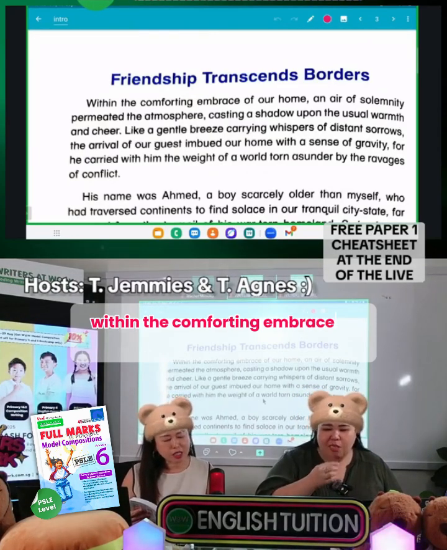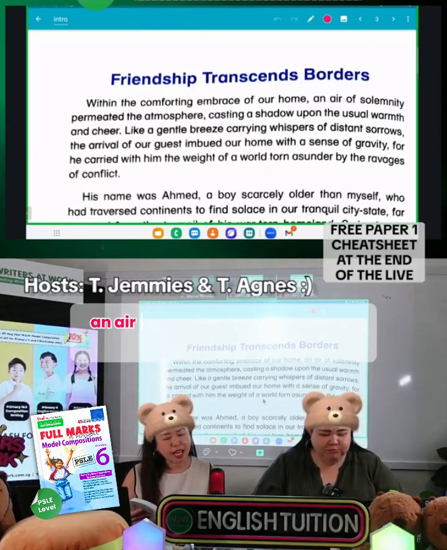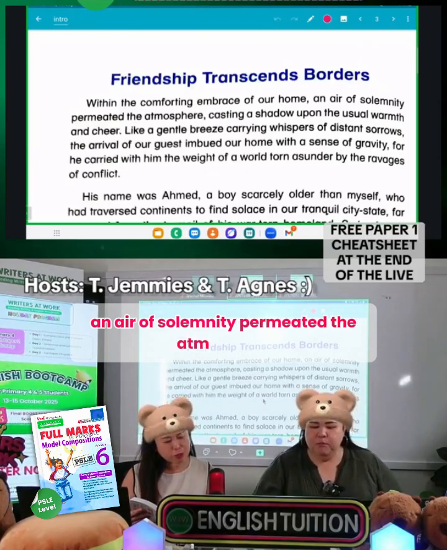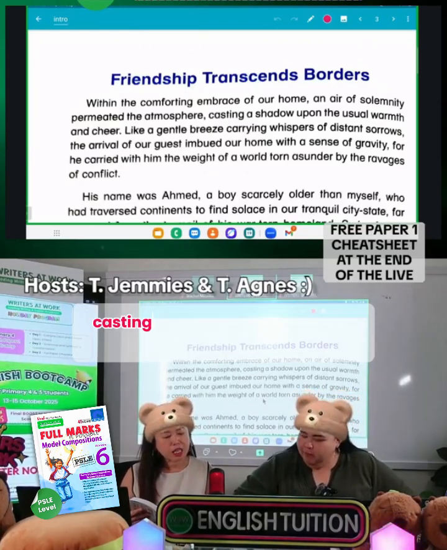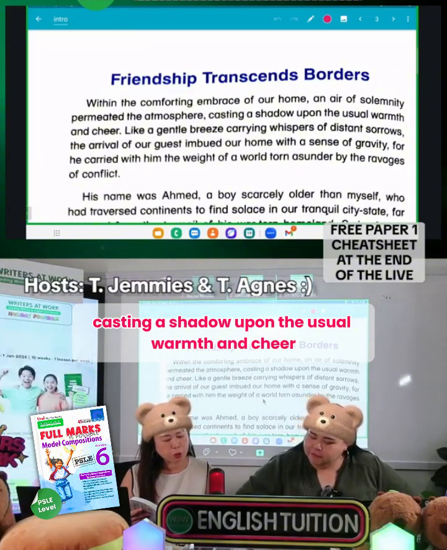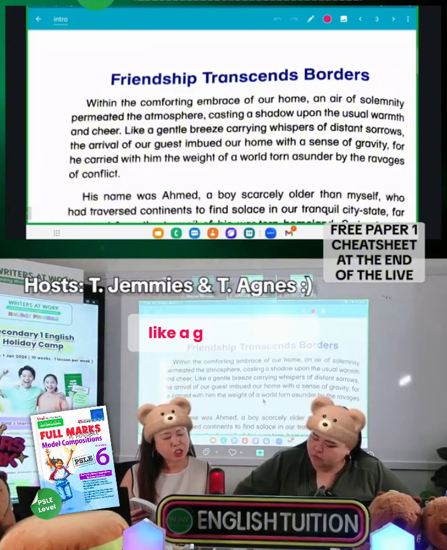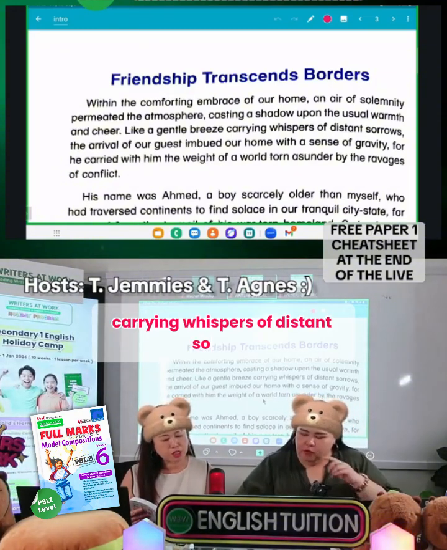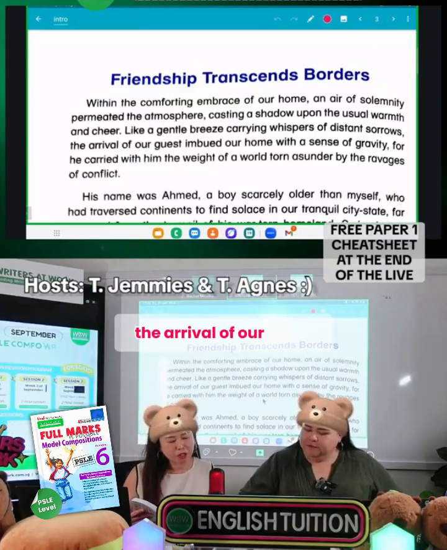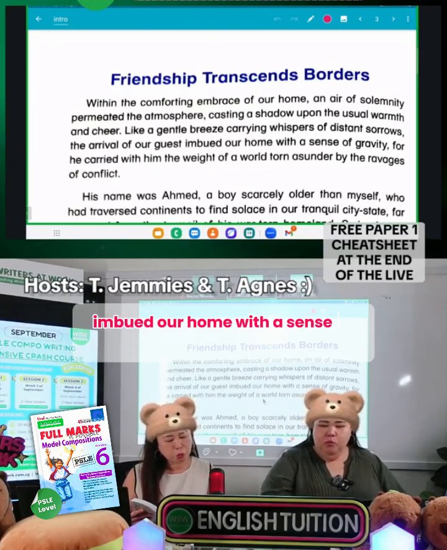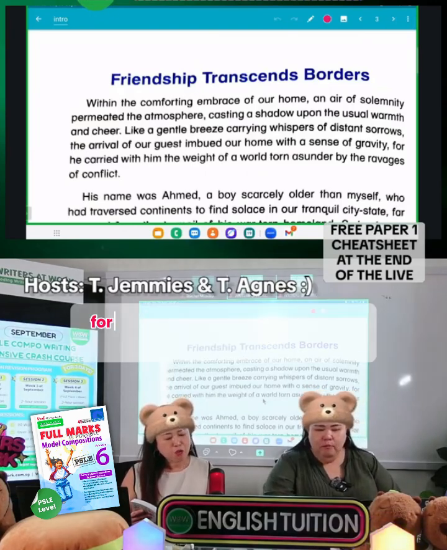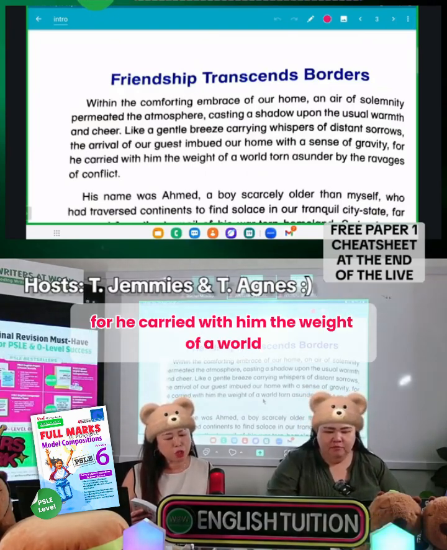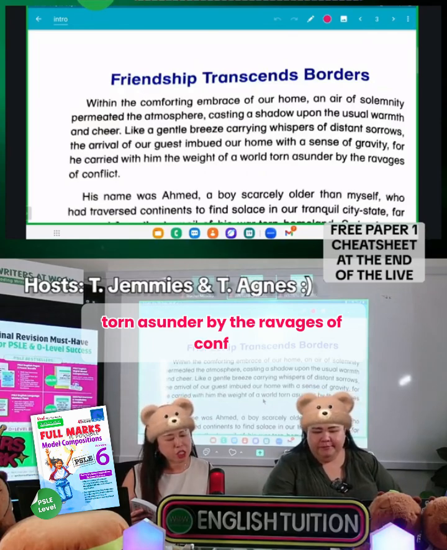Within the comforting embrace of our home, an air of solemnity permeated the atmosphere, casting a shadow upon the usual warmth and cheer. Like a gentle breeze carrying whispers of distant sorrows, the arrival of our guests imbued our home with a sense of gravity. For he carried with him the weight of a world torn asunder by the ravages of conflict.